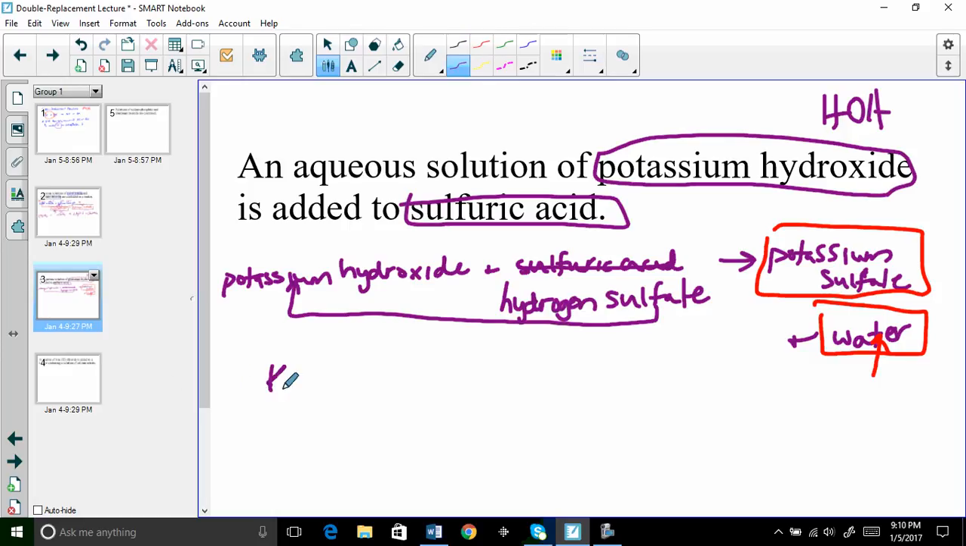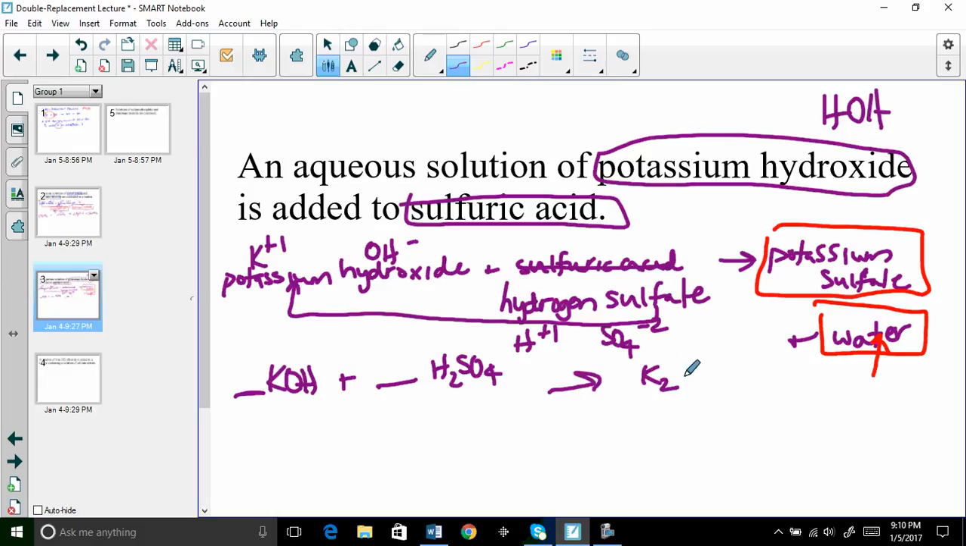Potassium hydroxide is KOH because potassium is +1 and hydroxide is -1. And then hydrogen sulfate is H2SO4. You can just get sulfuric acid off your purple sheet, or on your ion sheet, hydrogen is +1 and sulfate is -2. And so you have to do the crisscross rule. And then potassium sulfate is K2SO4 because potassium is +1, but sulfate is -2. And then water, you should know, is H2O.